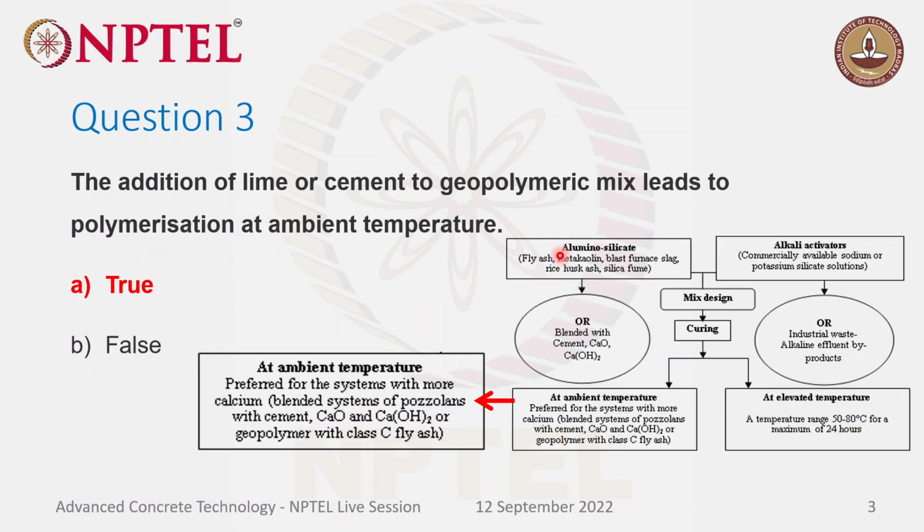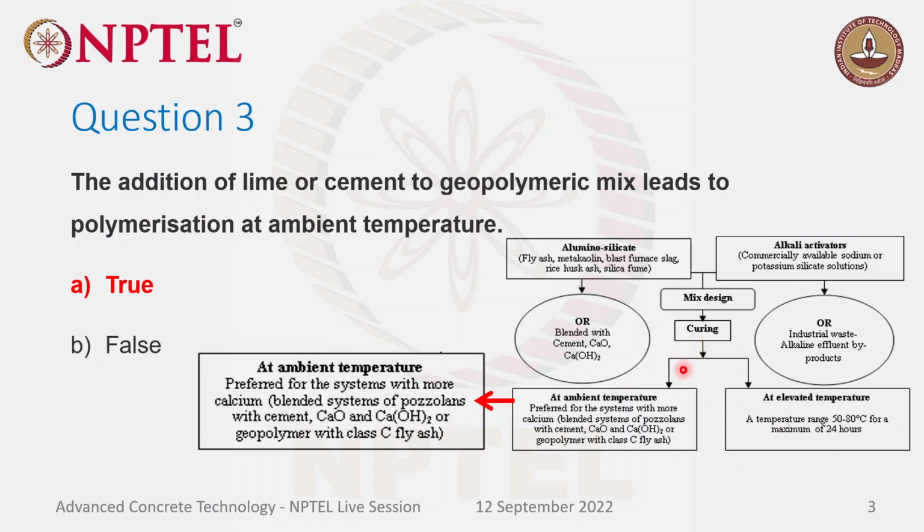So here, coming to this particular snap from the lecture, in particular to geopolymeric concrete, we need an aluminum silicate. Either it can be fly ash or metakaolin or blast furnace slag, rice ash, any aluminum silicate material, and then it's mixed with alkali activators. Mostly it's sodium hydroxide or potassium hydroxide along with potassium silicate or sodium silicate solutions. So once we mix it together, we formulate a mix design and then we cure it for some time.